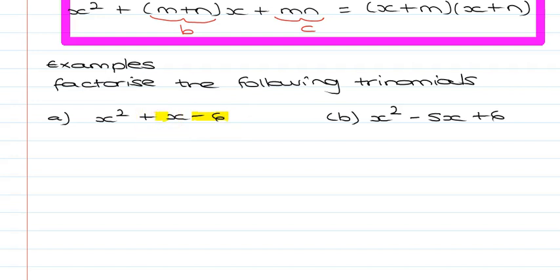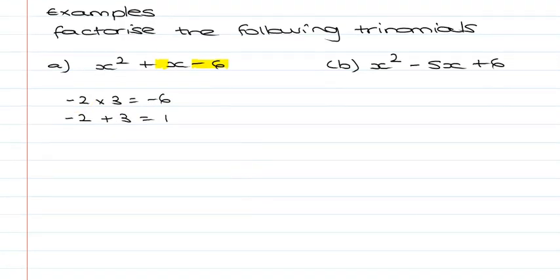So let's have a think. -2 times 3 gives us -6, and when we add them, -2 plus 3 will give me 1. So our two numbers are -2 and 3, and we write that as x minus 2 times x plus 3. It doesn't actually matter which order you write these in, it becomes the same. Because remember, the opposite of factorizing is expanding. So I can expand that bracket and I will get back to this original expression here.